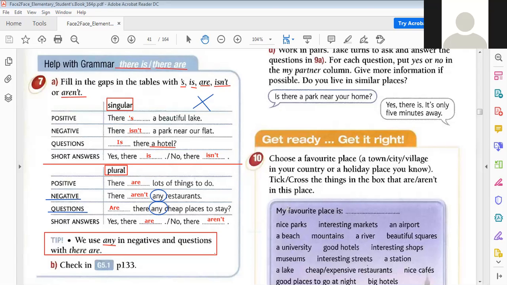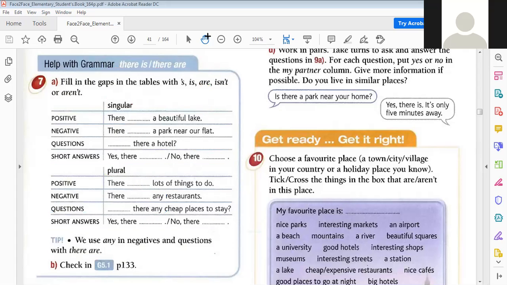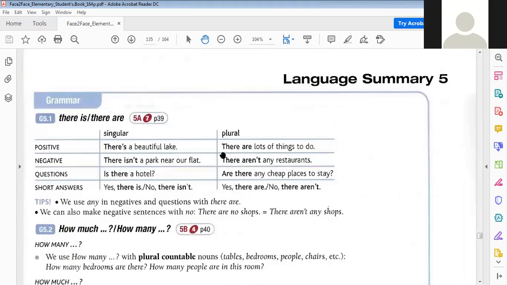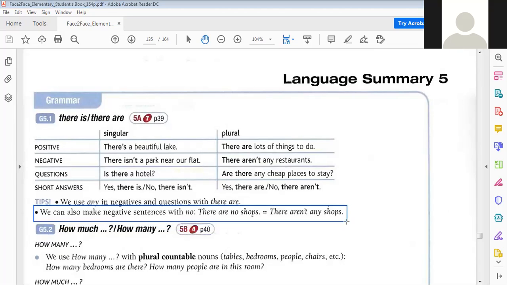Okay. This is the general idea, but let's go together to page 133. Let's take a look. Let's see if there's any extra information or any tips we need to. Okay. So there's one tip. This one. Let's read this one. What does it say? Can you read it, please?